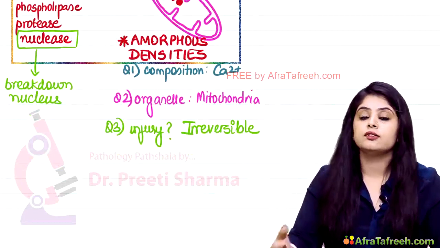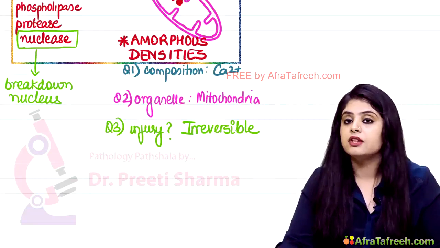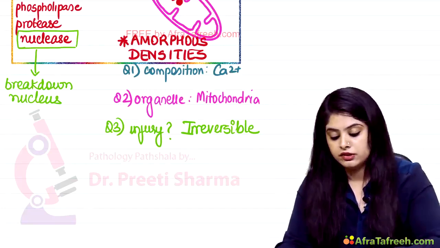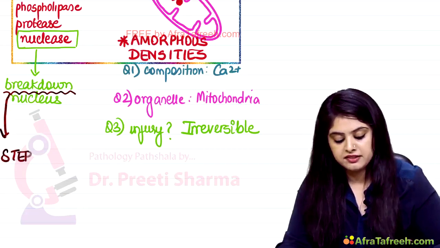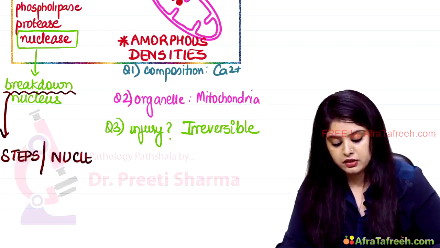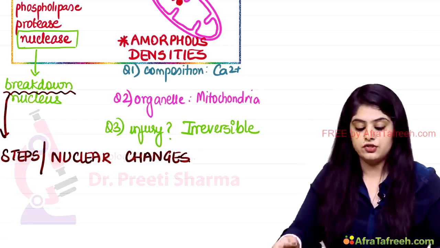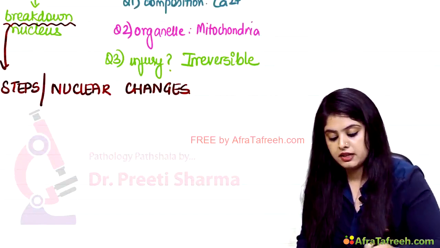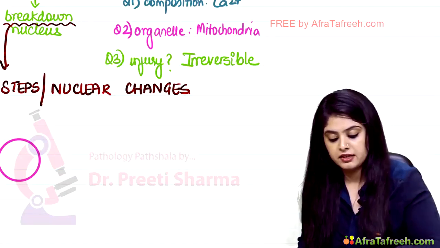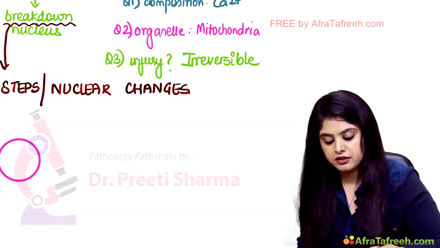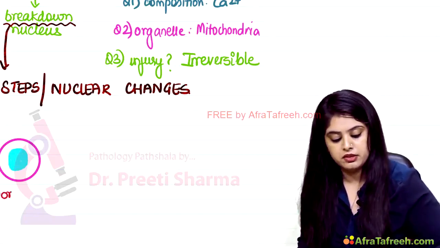But now nucleus has all your genetic material. It has DNA. It is a complex structure. One enzyme cannot just go and break it in one go. So this breakdown will have certain steps, what you can also call as nuclear changes. And what are those? So for better understanding, let's consider this to be a normal cell, right? And within the normal cell, I have a normal nucleus. So this is a normal cell.